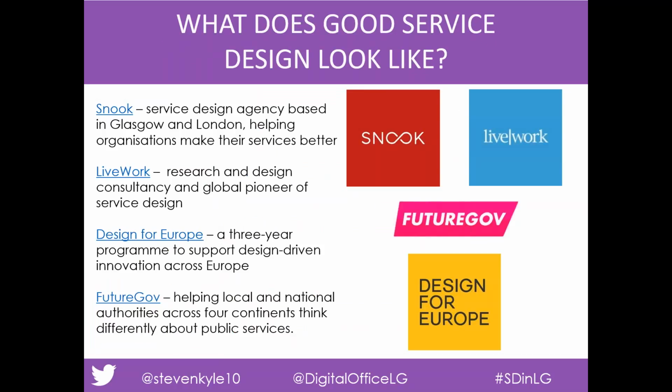Speaking of what looks good in design for policy, Helsinki's a fantastic example. But what does good service design actually look like? Again, when you have time, have a look into some of these things more. Snook are a service design agency based in Glasgow, and have been working with a number of different public sector organisations as well as other organisations to redesign their services. LiveWork is another great example, a research and design consultancy. Design for Europe and FutureGov have also been looking at ways to support innovation and change things at a local and national level for public services. So these are some good examples for you to have a look at when you've got some time.